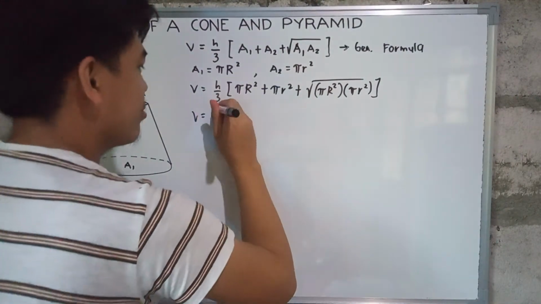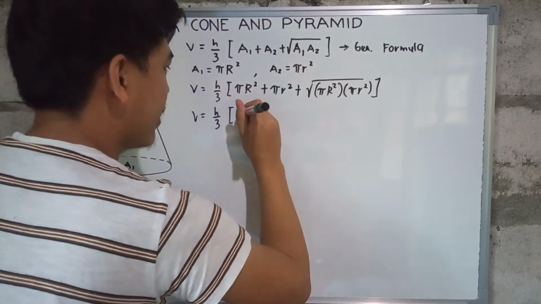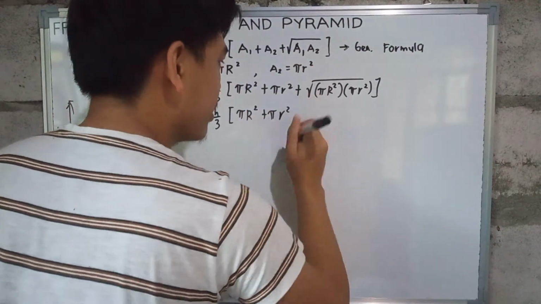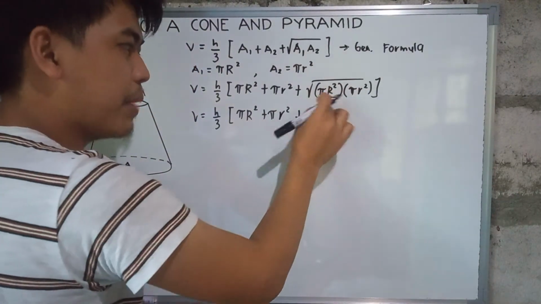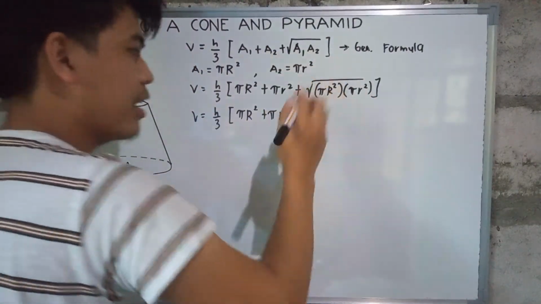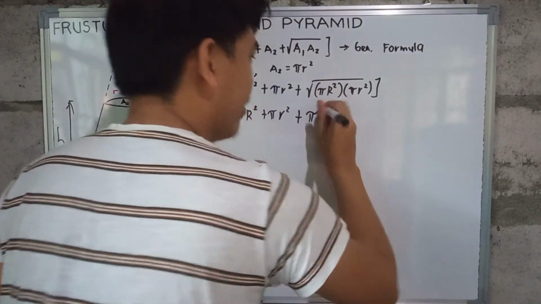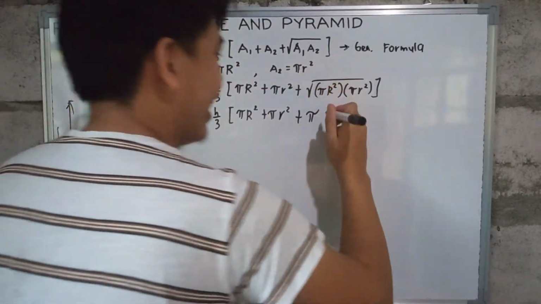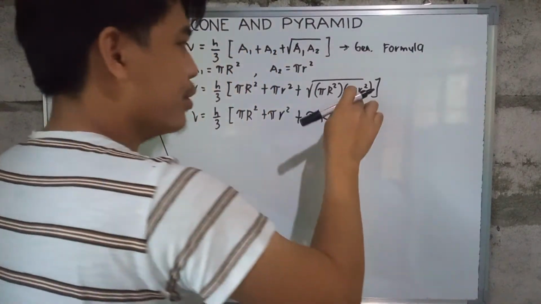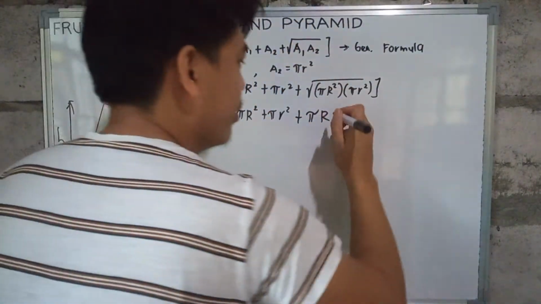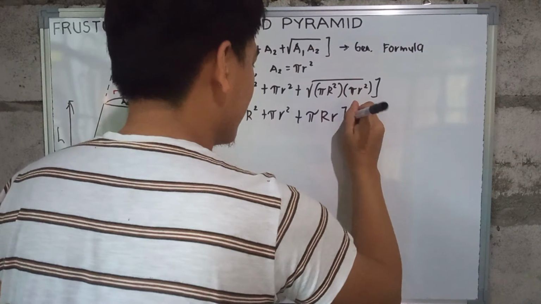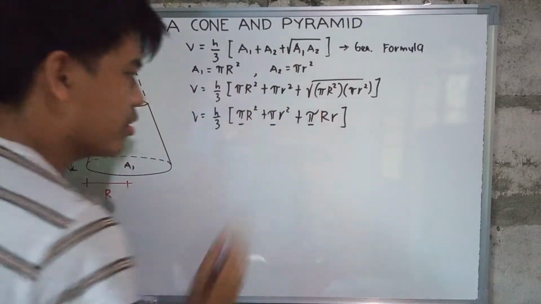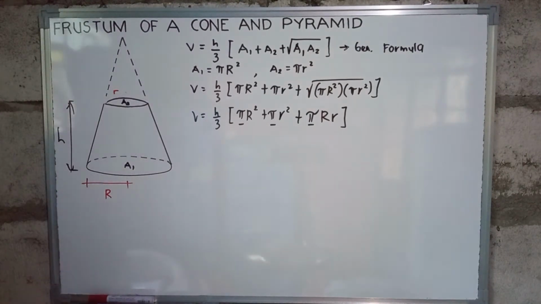So V is equals to H over 3 multiplied by pi R squared plus pi small r squared plus, since pi times pi, yung square root mo ilalabas mo, so mangyayari is pi na lang. R squared ilalabas mo, ang mangyayari is R na lang. Yung small r squared ilalabas mo, mangyayari is magiging r na lang siya. So we have a common factor of pi. So ilalabas natin si pi.